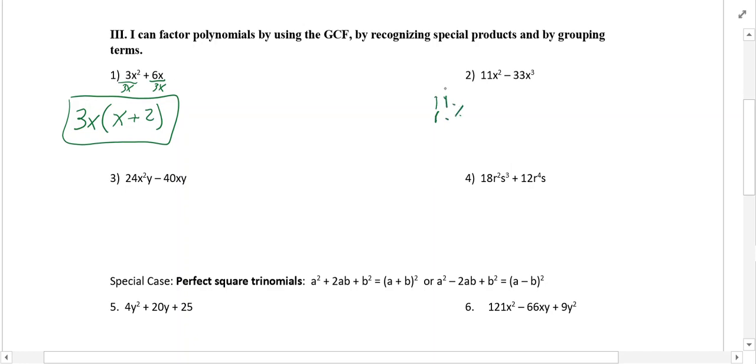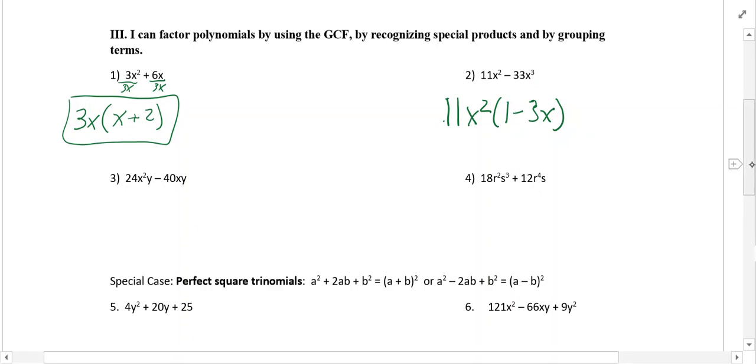So 11x squared. Again, it's like dividing it. If we divide 11x squared by 11x squared, we'd be left with 1. If we simplified here, we'd be left with minus 3x. And again, remember, you can check it by doing your mental math. Distribute back in and see if you get 11x squared minus 33x cubed.